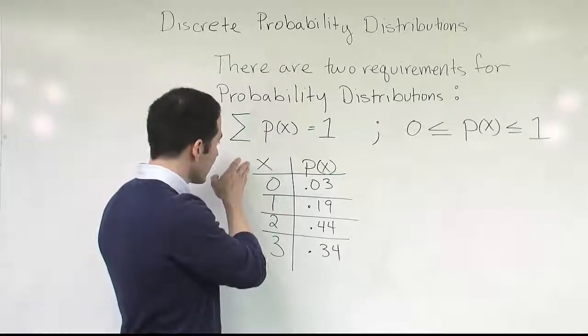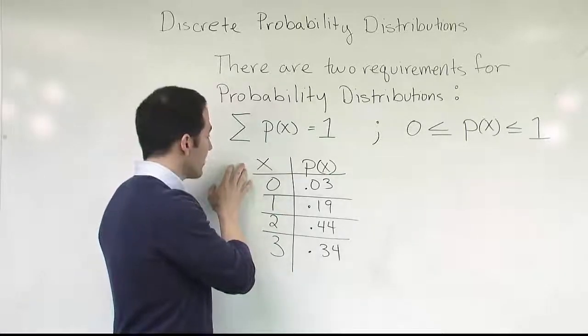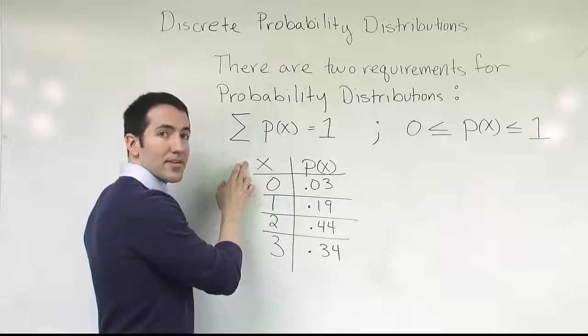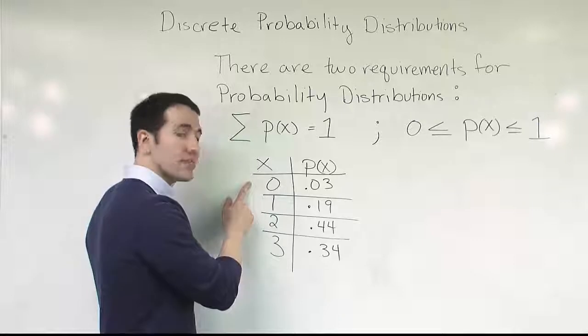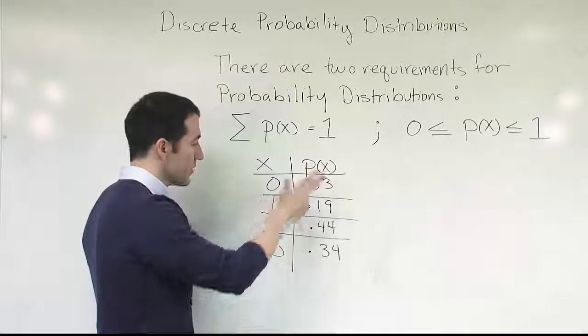This would be, for example, the probability that I make X number of baskets out of 3 attempts. The maximum I can make is 3. The minimum I can make is 0. 1 and 2 are also possible, and there's the associated probability.